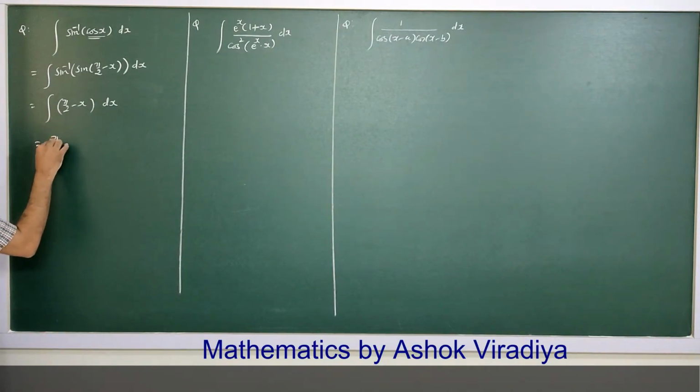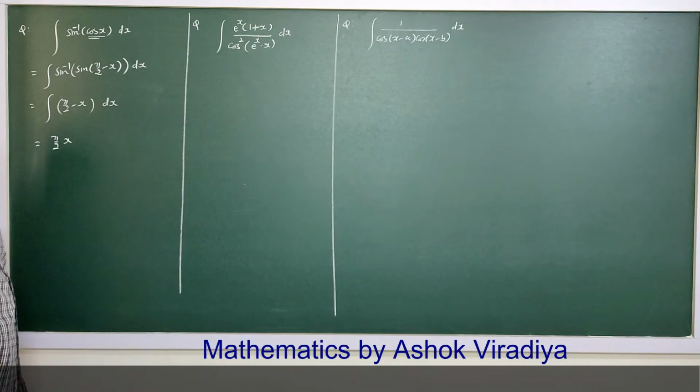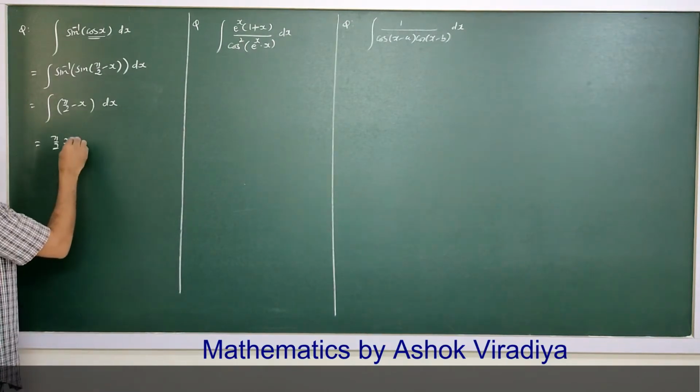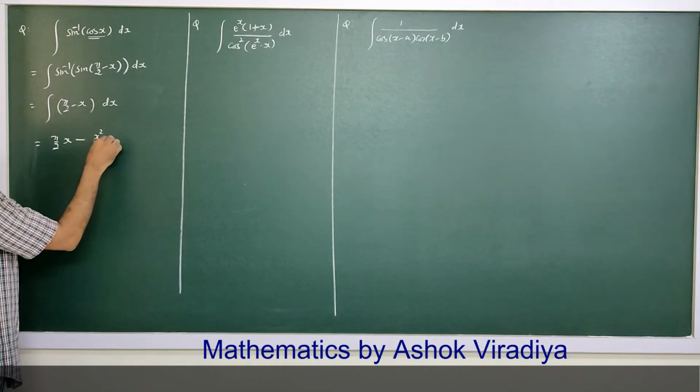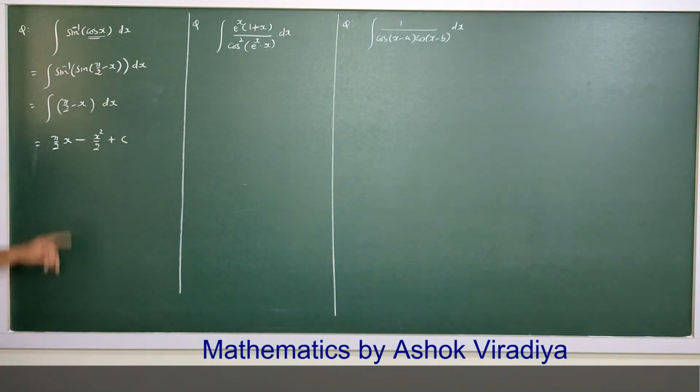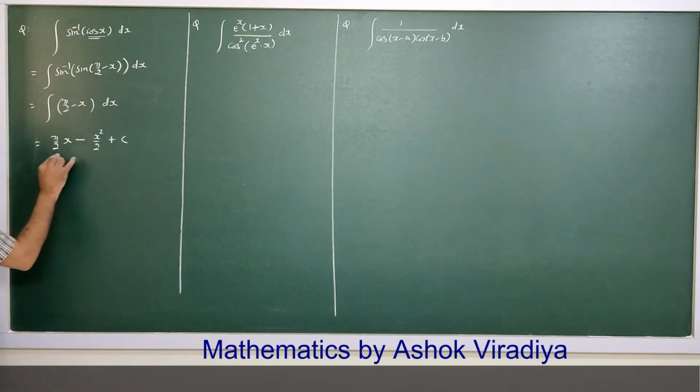integral of pi by 2 is pi by 2 into x, minus integral of x is x square by 2, plus c. This is a constant like k. So integral of k is kx. So it is the required value.